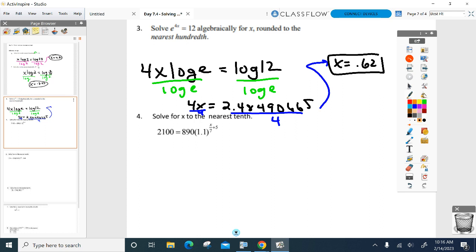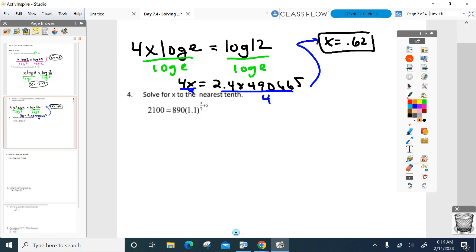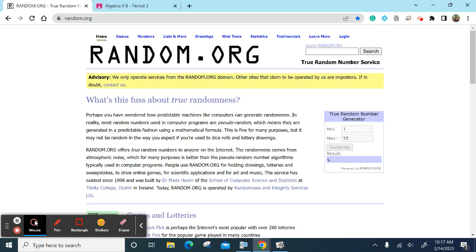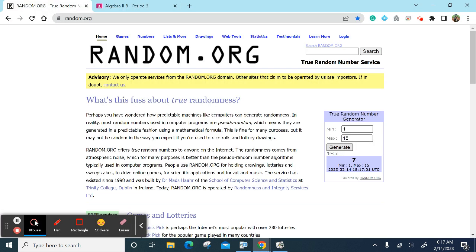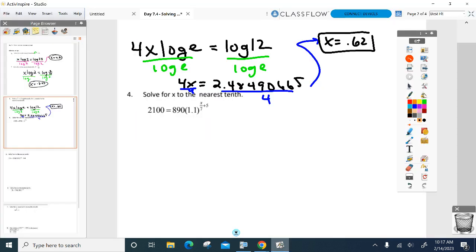All right, it's about to get nuts. Next one. Base and exponent are not by itself yet, so we cannot take the log of both sides. Base, exponent, not by itself. What do we have to remove? What do we got to get rid of? What do we need to get rid of? Divide. You can divide it. Yes. Divide by 890.